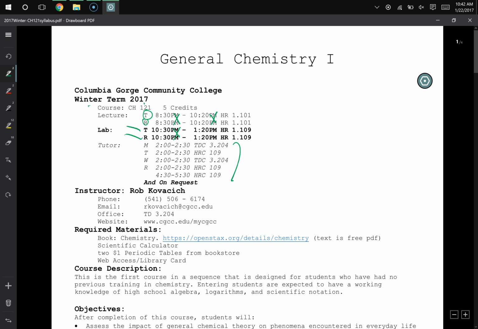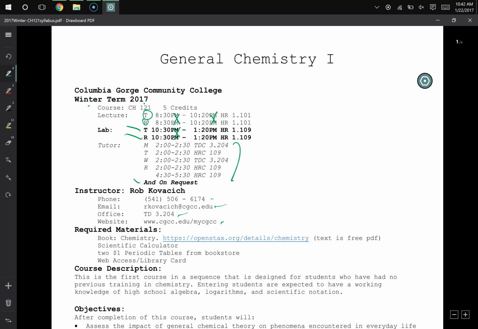You can find me if you have questions, or you can ask me to meet some other time and we can work something out. There's my phone number. I'm never at that phone, so calling it, you'll just leave a voicemail I'll probably never get. Here's my email. My office that I'm also never in, and then you're going to need to go to MyCGCC to log on to Moodle and to check grades and things like that.